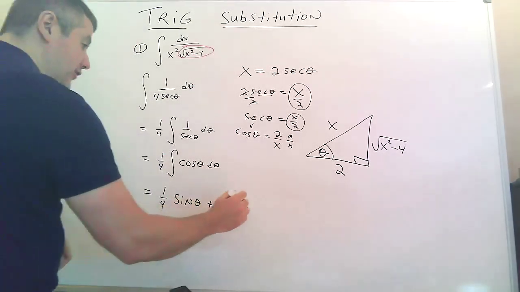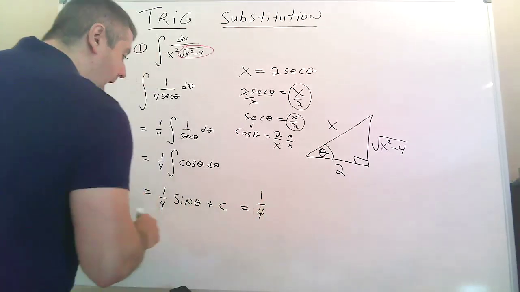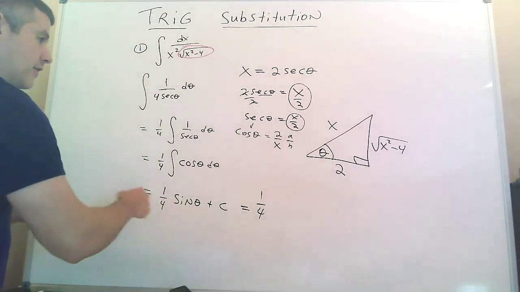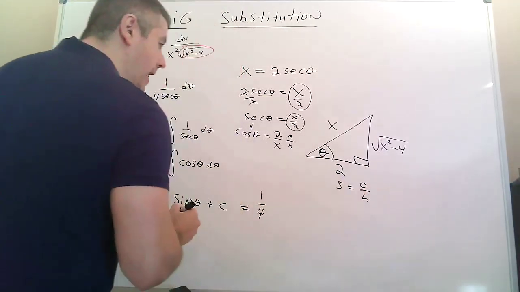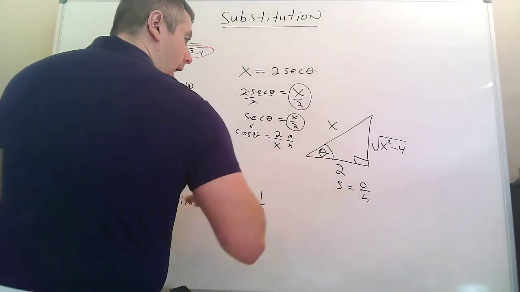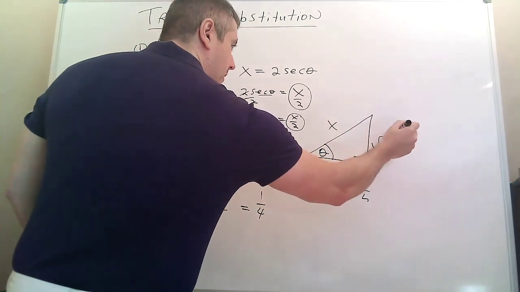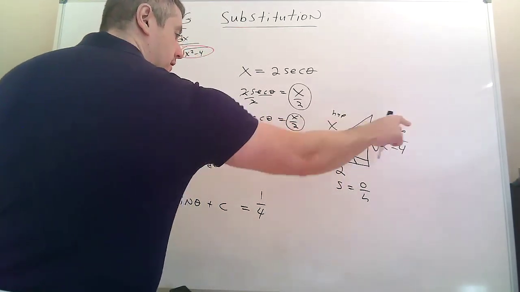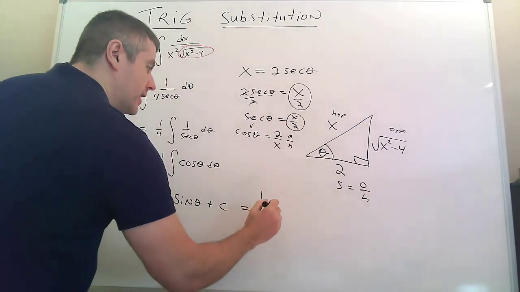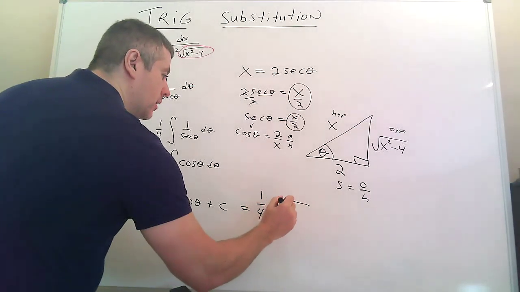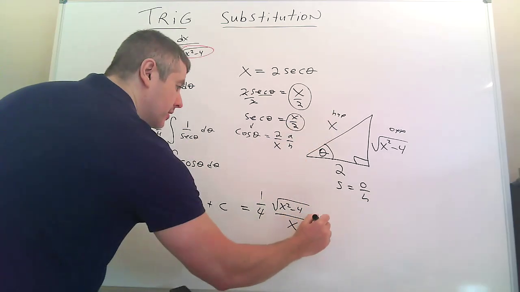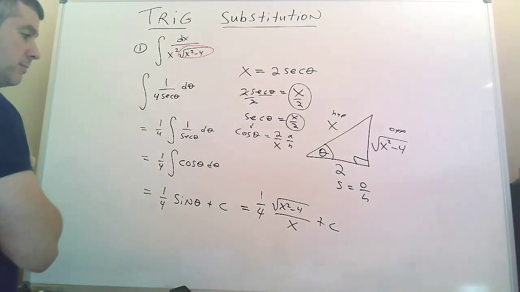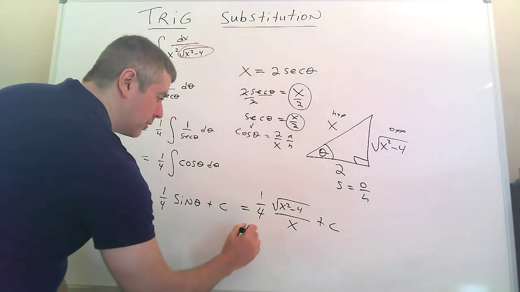This is not my answer. It's almost my answer. I have to read off the sine of theta. So remember, sine is opposite over hypotenuse. Well, there you go. Opposite over hypotenuse, right? That's what sine is. So it's going to be radical x squared minus 4 over the hypotenuse. There you go.